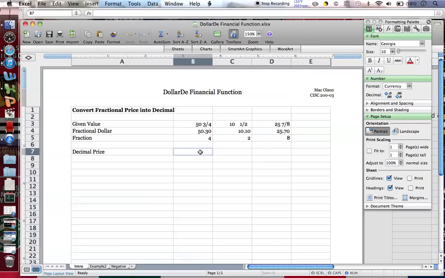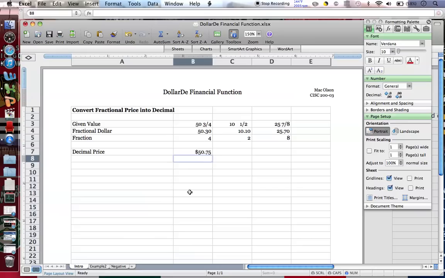A really simple example, first of all. So we're given 50 3/4 right away. And from this we punch in our fractional dollar value, 50.3, and then our final fraction, which is the denominator, which is 4. So let's see what we have. DOLLARDE. So then it's asking for our fractional dollar, which is 50.3, comma, then our fraction, which is 4, equals 50.75.